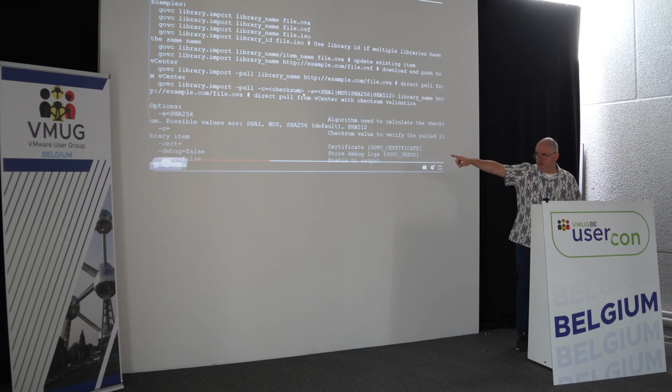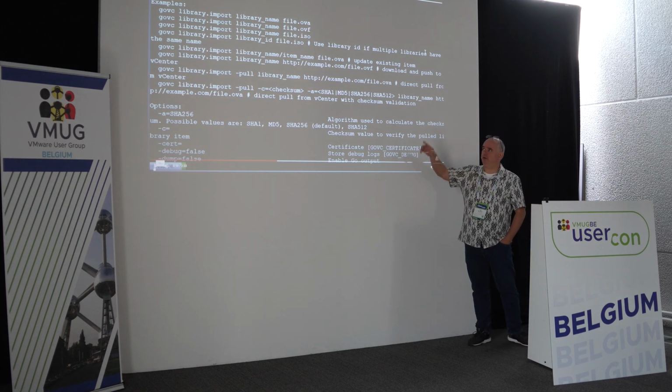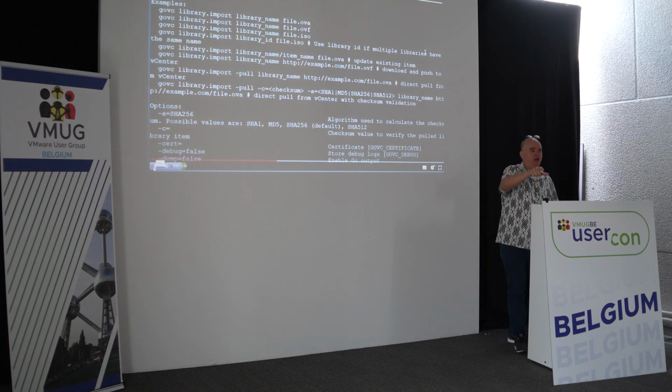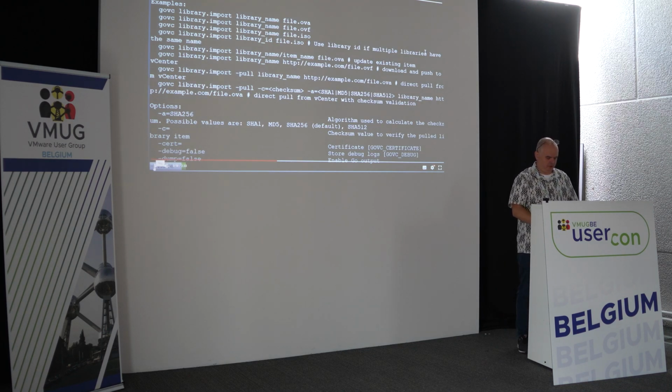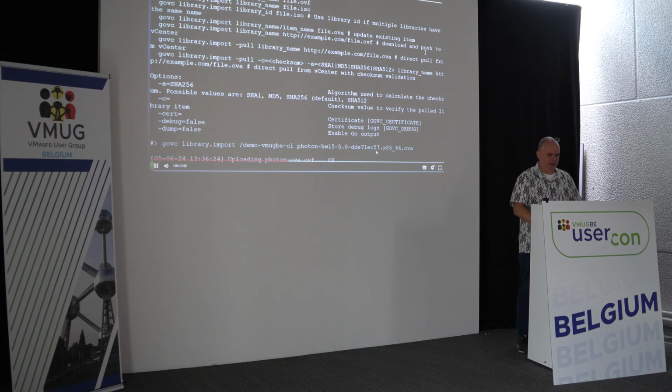I've got an OVA of a Photon OVA. So to import an OVA into a library is very straightforward. govc library.import, the library name, and the OVA, off you go. Very straightforward, right? So that's what I've done here, and it starts the import.